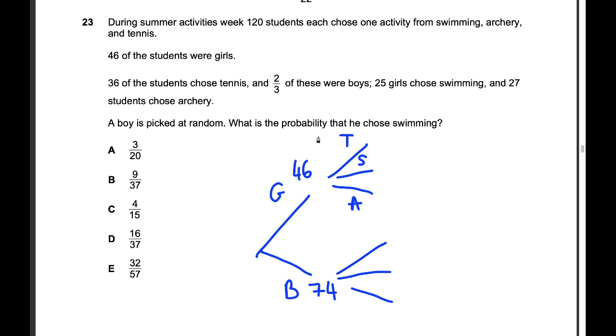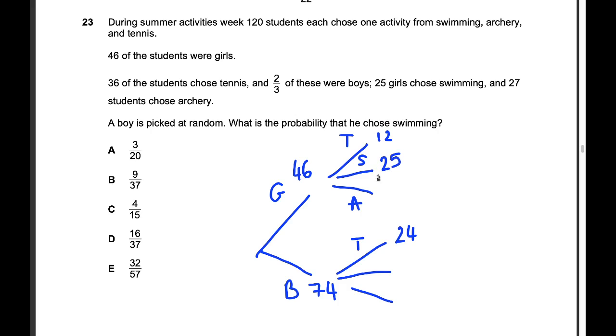36 students chose tennis and 2/3 of these were boys. So 1/3 were girls, so that's 12 there for tennis, and for the boys for tennis it's 24. Okay. 25 girls chose swimming. Okay, fine. 25 there. And 27 students chose archery.